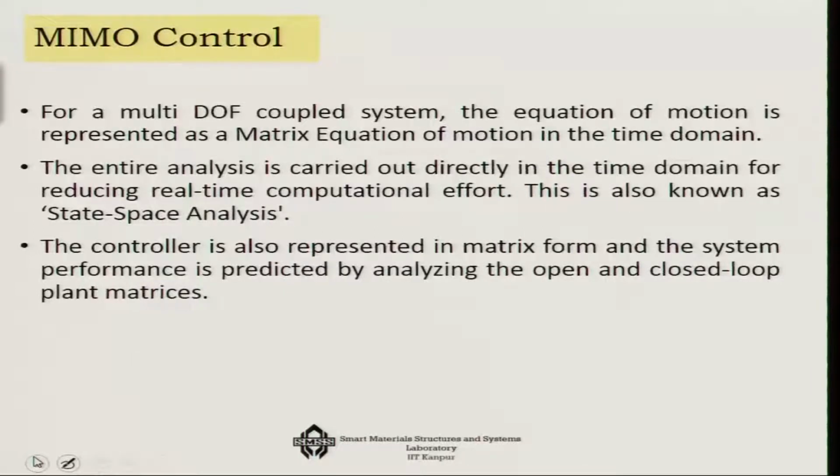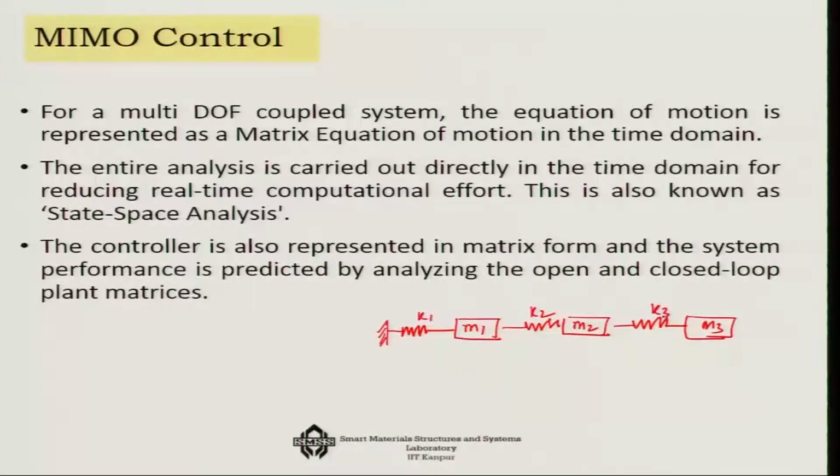Now, whatever we do in the SISO system can be extended to multi degree of freedom coupled systems. So, you consider a system where you have one mass m1 k1, another lumped mass m2 k2, and another one m3 k3. I am just neglecting the damping right now. This part is frictionless, let us say. So, this is a multi degree of freedom system.